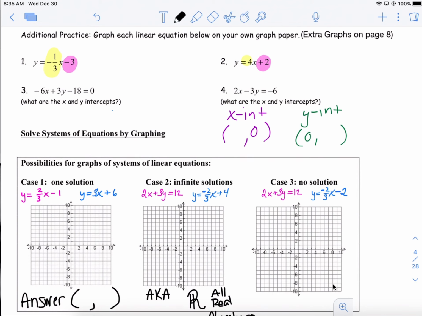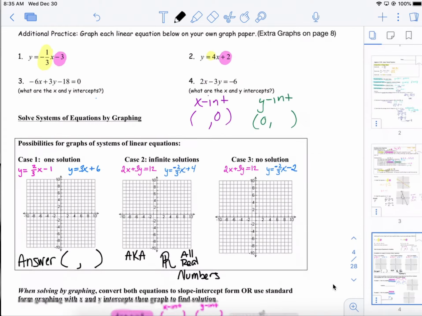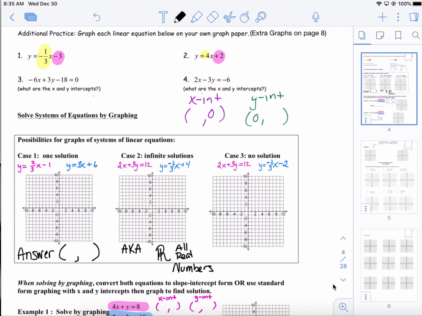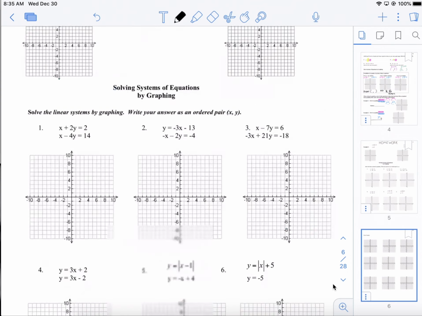Perfect. All right, on this next page, it tells you to graph on page 8 of your packet. So if you look through your packet, there should be a page with blank graphs on it. I'm going to kind of be jumping back and forth between those on mine so you can follow along with that. Okay. All right, first one, we are graphing -1/3 x minus 3.